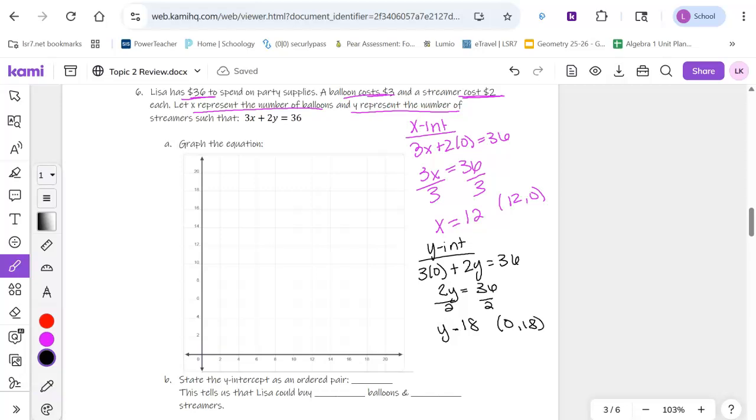So then I graph it. So (0, 18) would go here, (12, 0) would go here, and then you would connect, that's not a very straight line, those points. So state the y-intercept as an ordered pair. Well, we found that it's (0, 18). This tells us that Lisa could buy 0 balloons, because our x is 0, and 18 streamers.